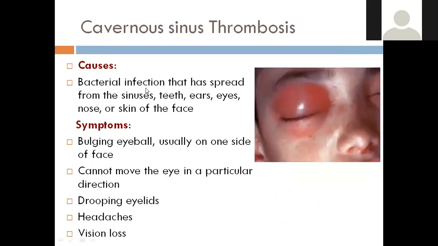Okay, now cavernous sinus thrombosis. Thrombosis means what? Blood clot.